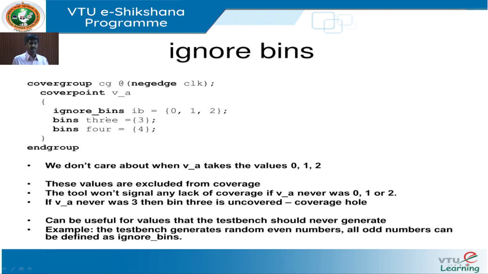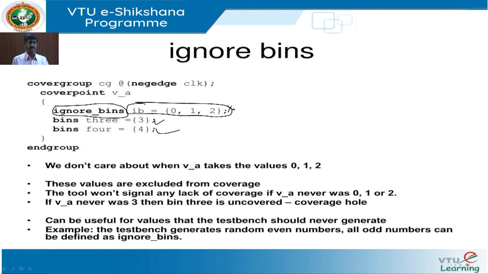Ignore bins. Covergroup cg, negative edge of the clock, coverpoint va, ignore_bins ib 0, 1, 2, bins 3, bins 4, 4 values. Whenever the values occur between 0, 1, 2, the bins are ignored. We do not care when va takes the values of 0, 1, 2, which is called ignore bins. So only the values 3 and 4 will be taken. These values are excluded from coverage, so we won't consider covering them. The tool won't signal any lack of coverage if v_a was never 0, 1, 2.